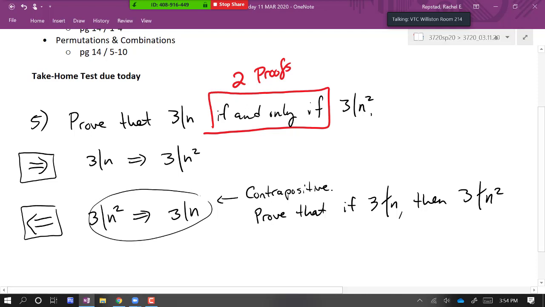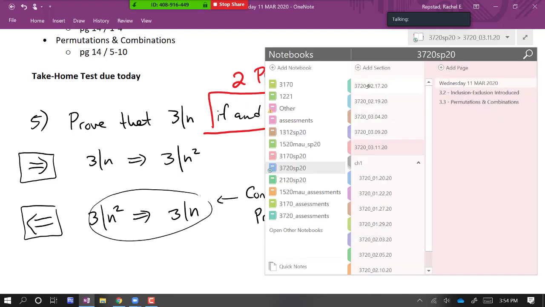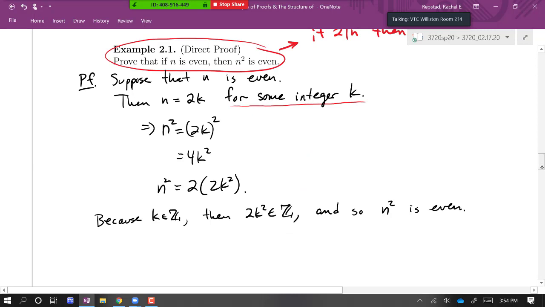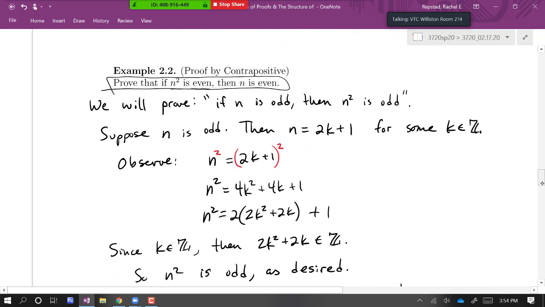And we did one similar to this. I think it was example 2.2. We showed that if n squared is even, then n is even. In other words, rewriting this in the notation of this problem on the test, we showed that 2 divides n squared implies that 2 divides n. We did this by contrapositive. We said, let's suppose n is not even, which means it's odd, and that meant we knew we could write it as 2k plus 1. There's only one case, right? If n is not even, we know that means we can write it as 2k plus 1.